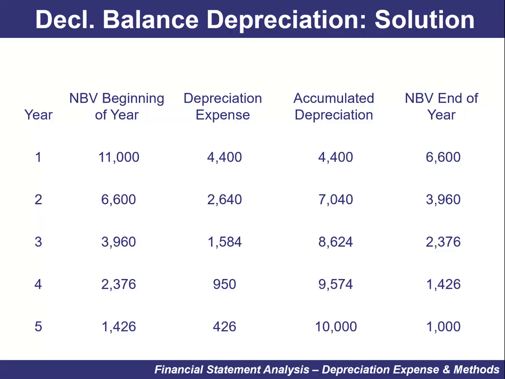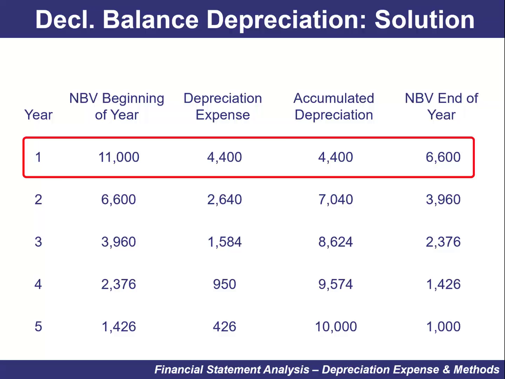That means that the straight line depreciation would be 20%. And with our acceleration factor of 2, that means we're going to be taking 40% depreciation on our net book value every year. So the first year, we're going to take 40% of the $11,000 net book value, and then the net book value at the end of the year would be $11,000 minus $4,400, or $6,600.